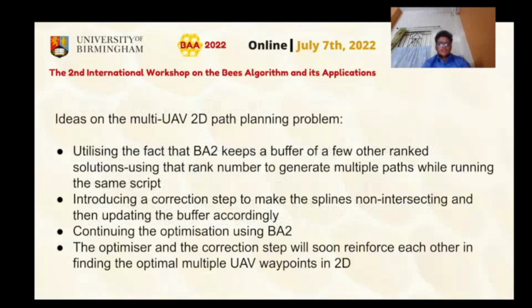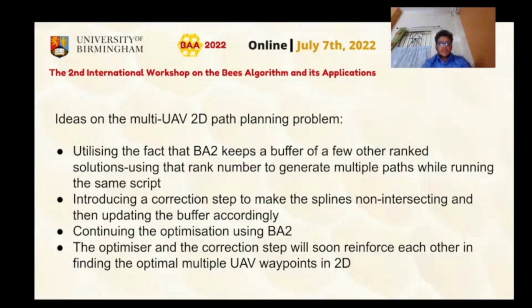Here, we propose our approach for the 2D multiple UAV path planning problem, where we would proceed by utilizing the patch buffer which stores the waypoint data and by picking up as many ranked patches from the buffer as the number of UAVs. This will be followed by a correction step to remove intersections between chosen trajectories following a sequential search approach. Then we recalculate the costs after updating the patch buffer and continue with the optimization.